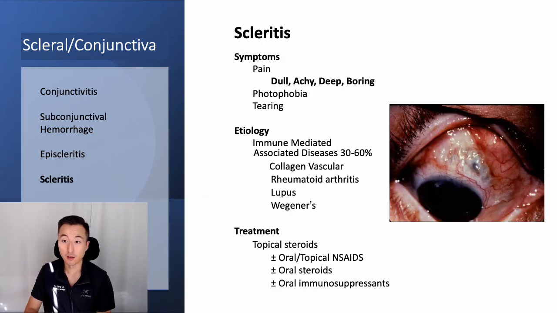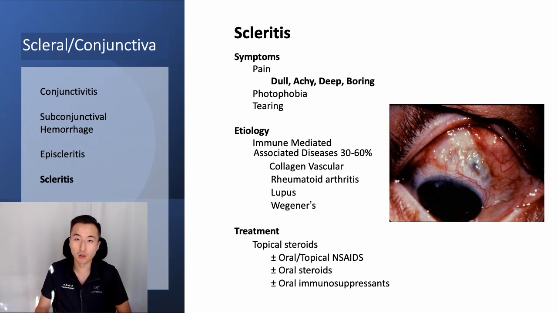So scleritis is the more severe of the two diagnoses, and the main difference on history is that these patients have more severe symptoms. The pain is a lot more severe. It'll be dull, aching. Oftentimes these patients will have pain behind the eye as well, which is a bit unique for causes of red eye. Typically you don't have retroorbital pain, but the pain will be a lot more severe in these cases. They'll be a lot more photophobic and they'll have tearing.